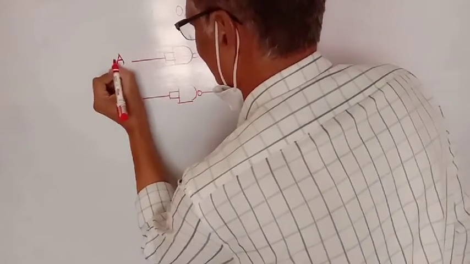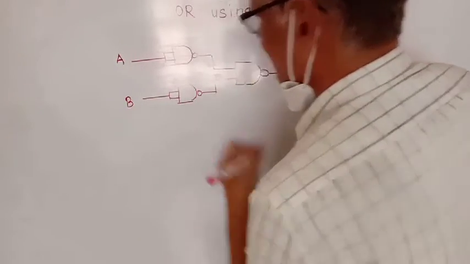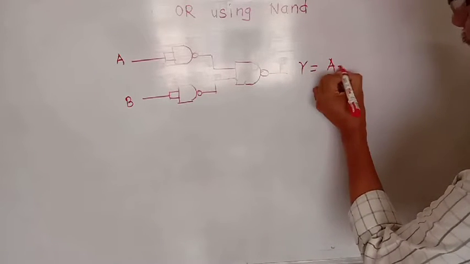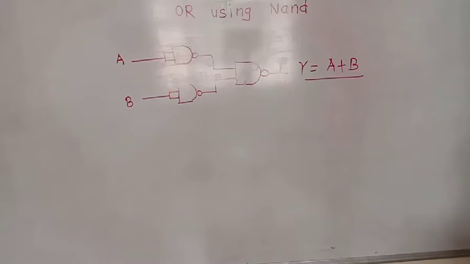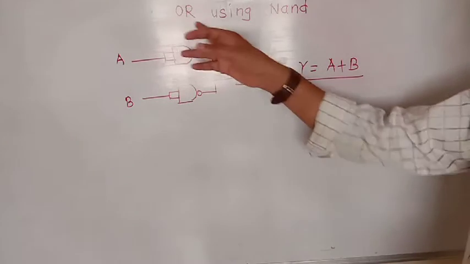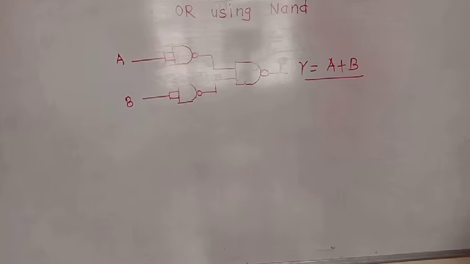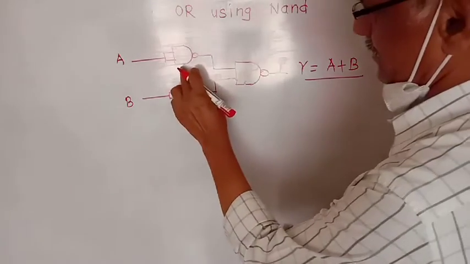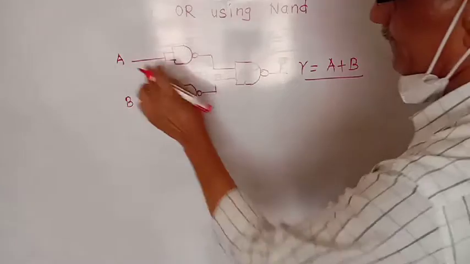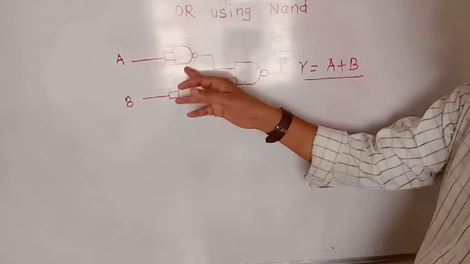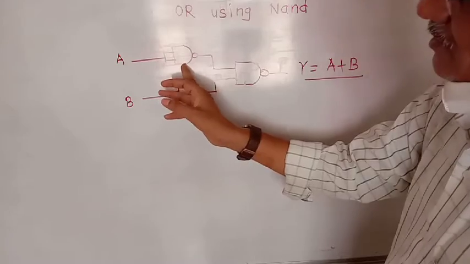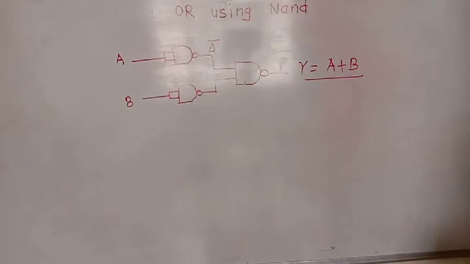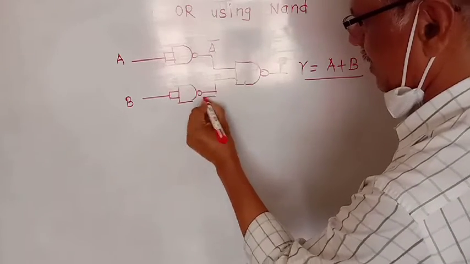Now see here, if the first input is A and the second input is B, then here we get output Y equal to A plus B, because the equation of OR gate is Y equal to A plus B. So see how we get Y equal to A plus B. The input of the first NAND gate is A, and this NAND gate is used as a NOT gate. So this NOT gate will invert this input and we get A bar. Again here we get B bar.